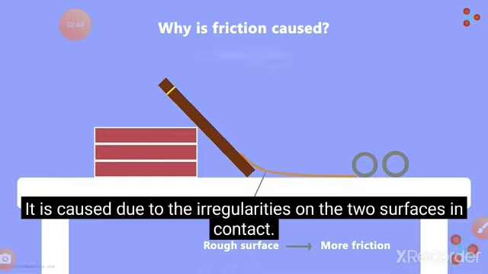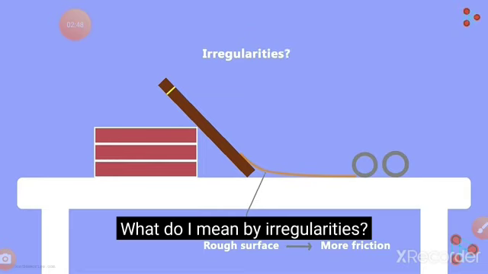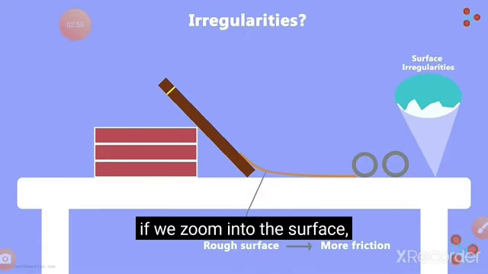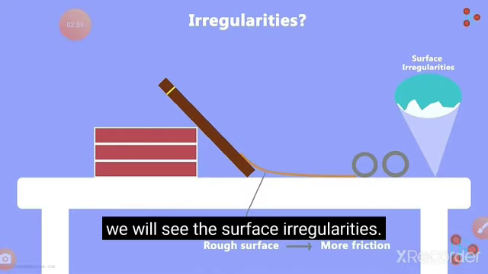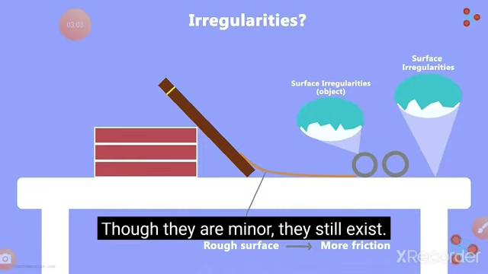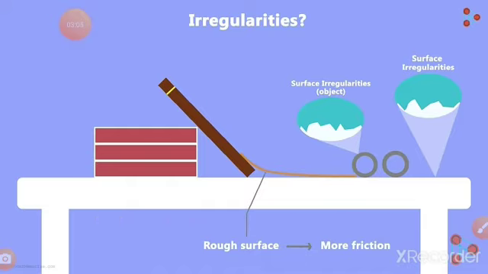It is caused due to the irregularities of the two surfaces in contact. What do I mean by irregularities? Now, even though the table looks smooth, if we zoom into the surface, we will see the surface irregularities. Even the surface of the object has irregularities. Though they are minor, they still exist.